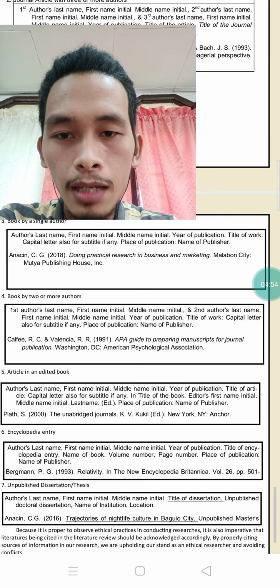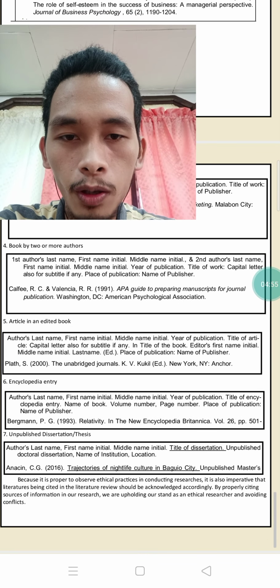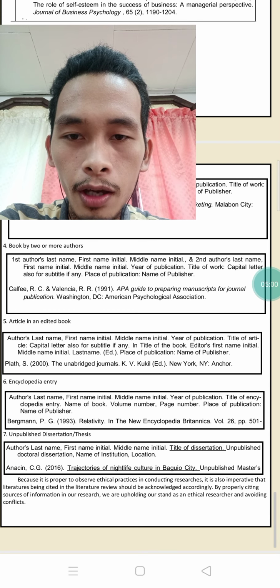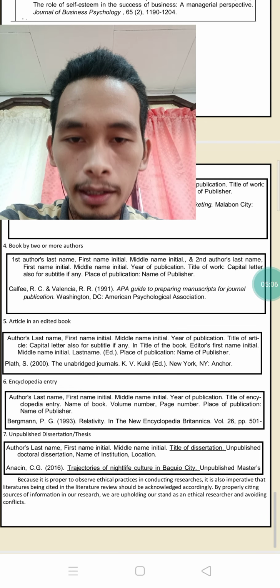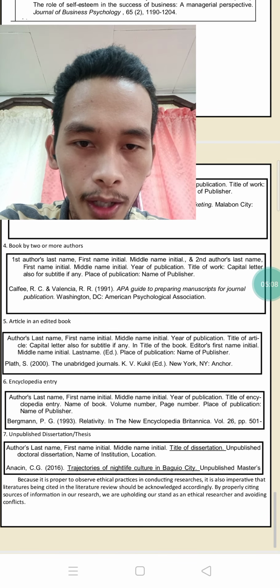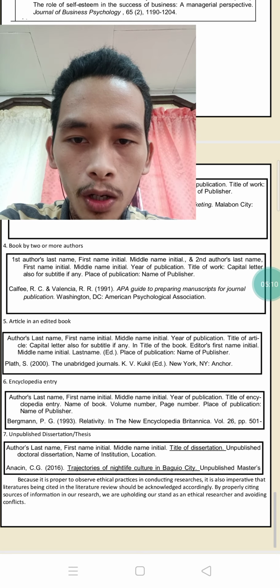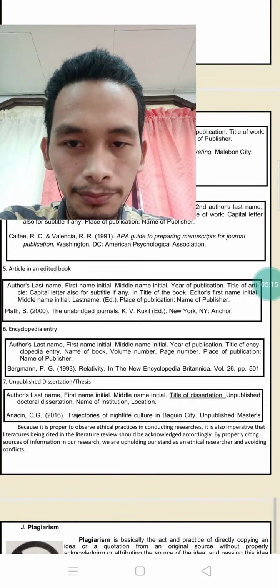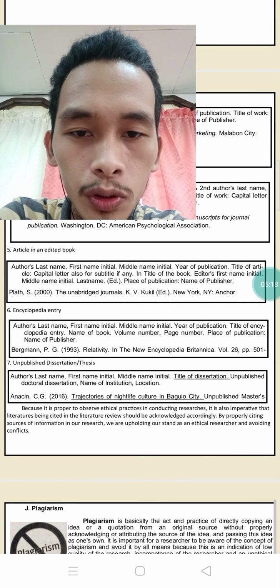And then the same with 2 or more authors, but you have to mention all authors, diba? Calfe RC and Valencia RR, 1991. You have to italicize the title of the book, and then Washington DC, the place of publishing, and then American Psychological Association. For article in an edited book, diba?